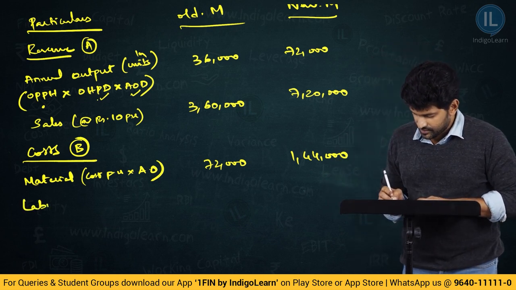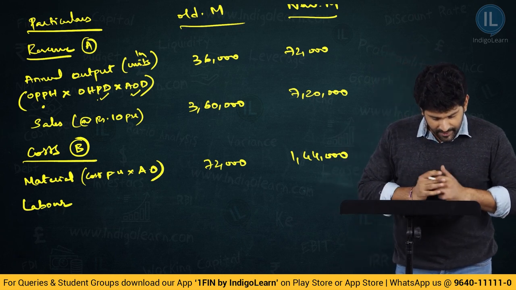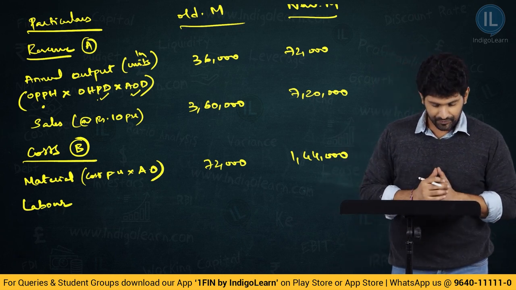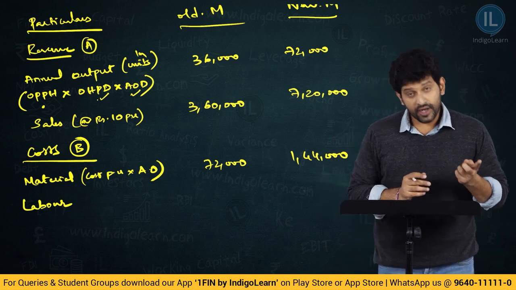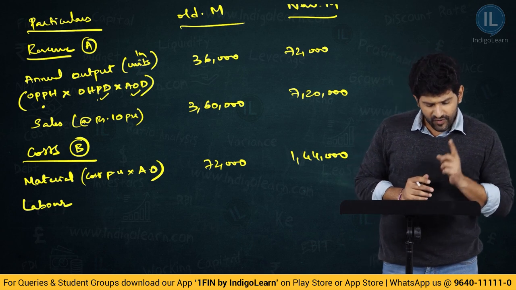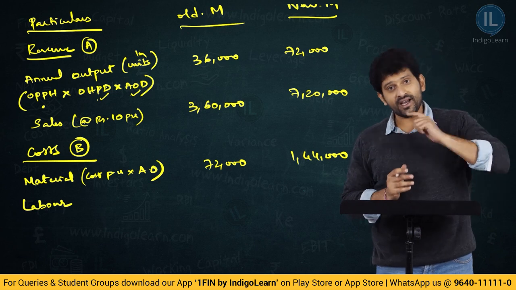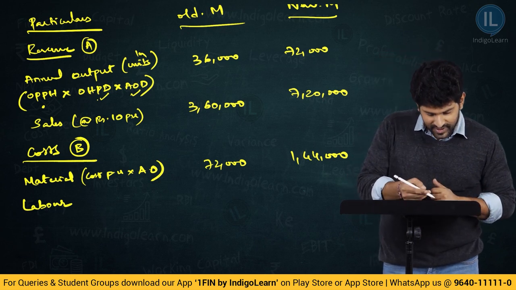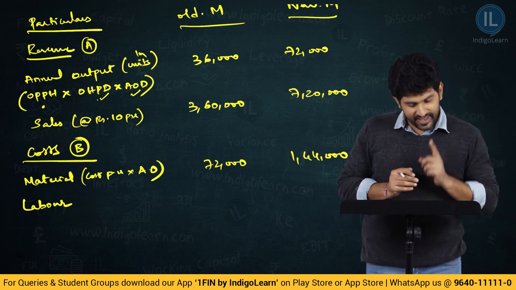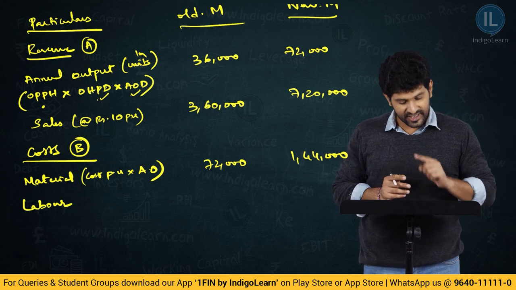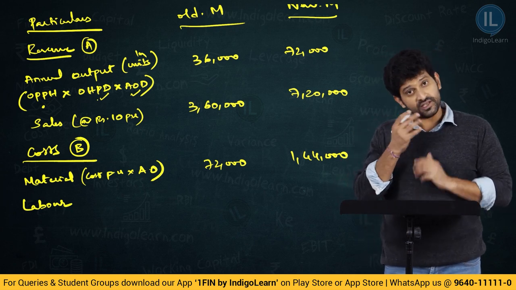Then, labor. Labor cost per hour is given, 20 and 30, there is a variation. Labor is based not on units but on hours. Therefore, for 1 hour, 20 rupees or 30 rupees. What is the annual operating hours? We did it earlier itself. Operating hours per day is 6, annual operating days is 300. So, 6 into 300, 1800 hours. That is fixed in both the cases, old machine and new machine.